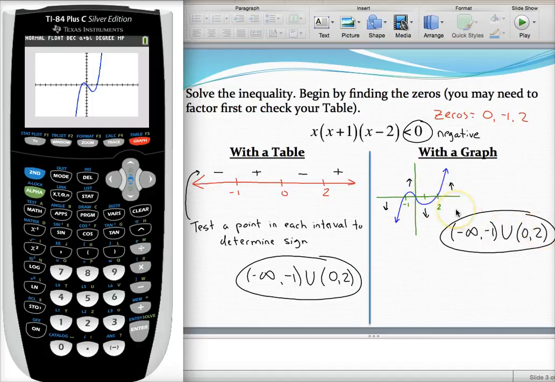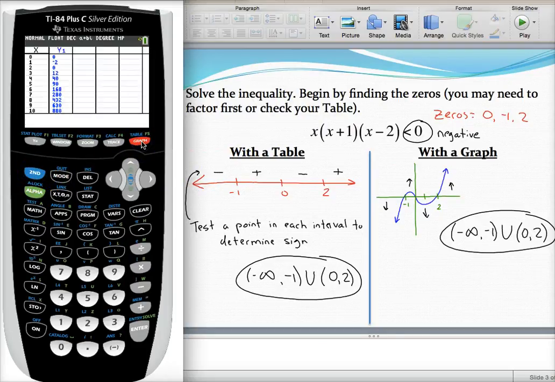Okay? So there's a way to use your graph, but there's a way to use your table as well. So let's go ahead and switch over and take a look at the table. One thing that's nice about using the table approach is that I can find my zeros. As long as they're integers, I can find what my zeros are as well. So if I don't want to factor, like some of these in the next videos aren't going to be factored for us, I can take a look at the table, and wherever y is 0, those x values are the zeros, okay?